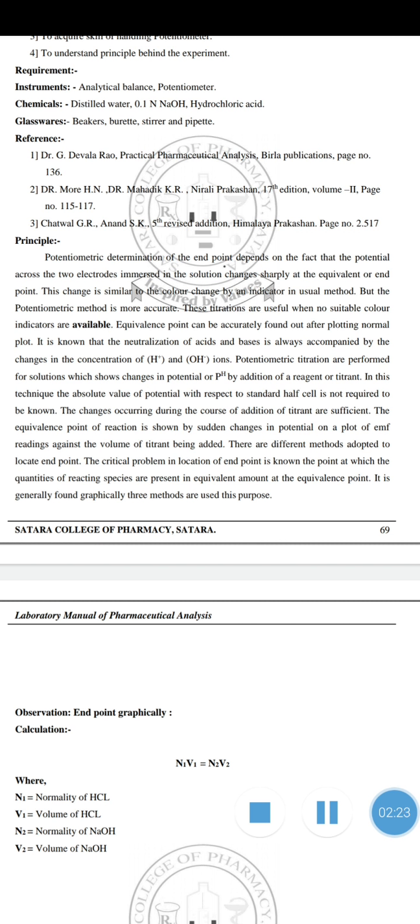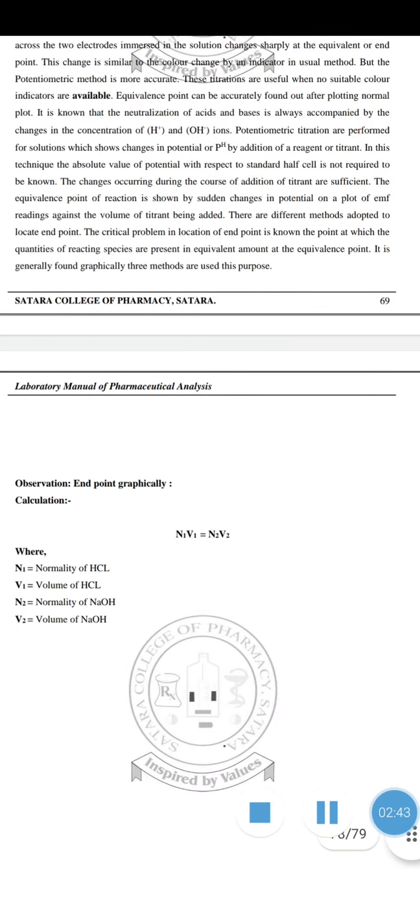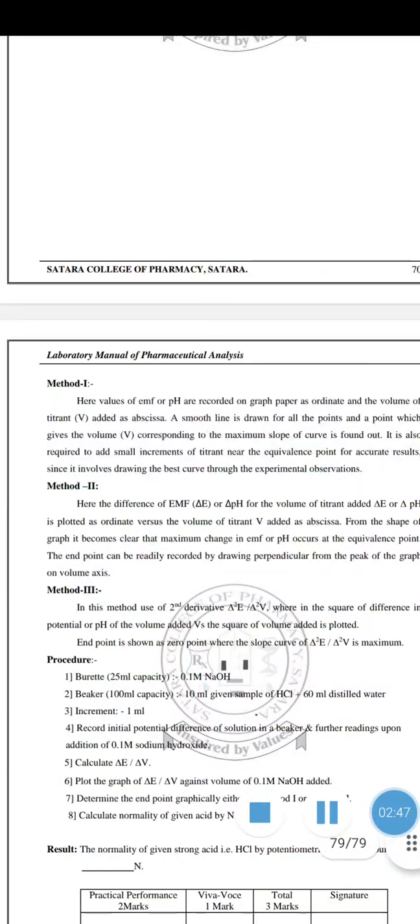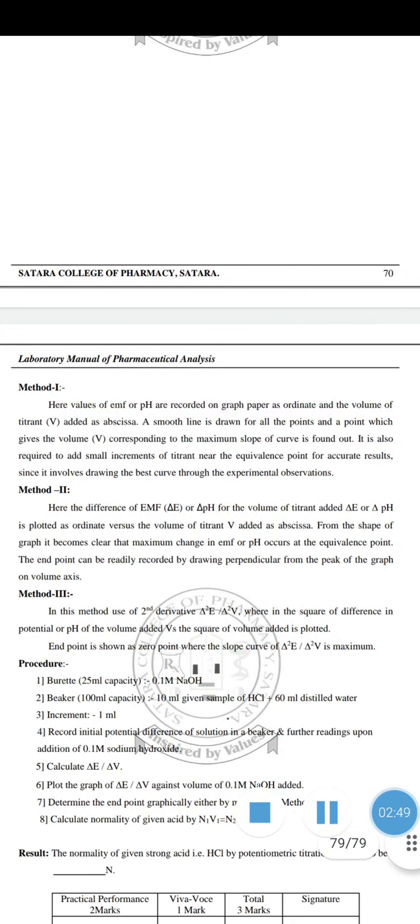There are different methods adopted to locate the endpoint. The critical problem in locating the endpoint is knowing the point at which the quantities of reacting species are present in equivalent amounts, the equivalence point. It is generally found graphically. Three methods are used for this purpose: method 1, method 2 and method 3.